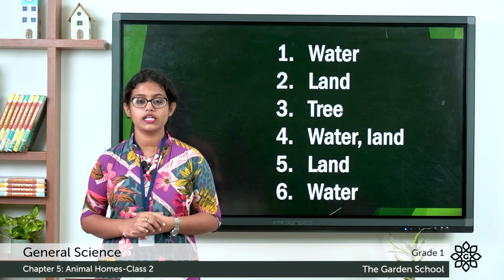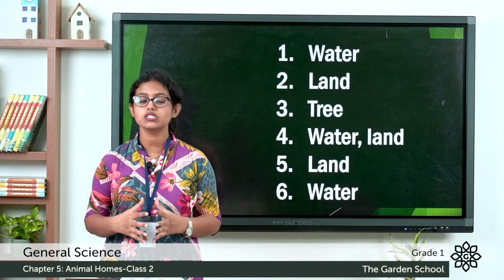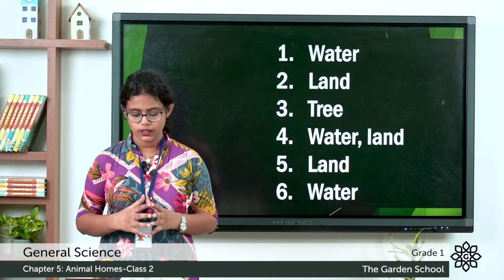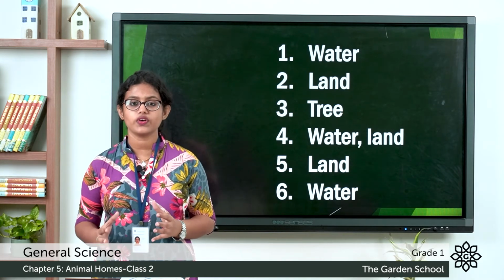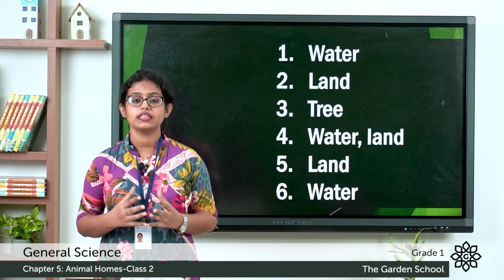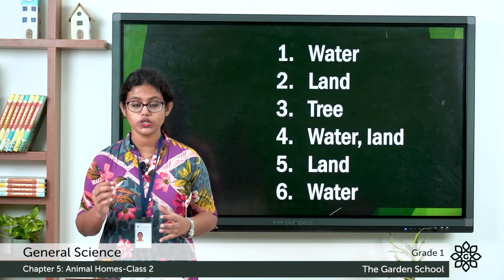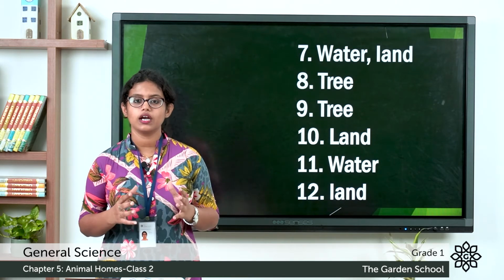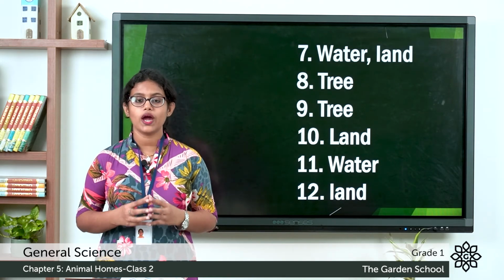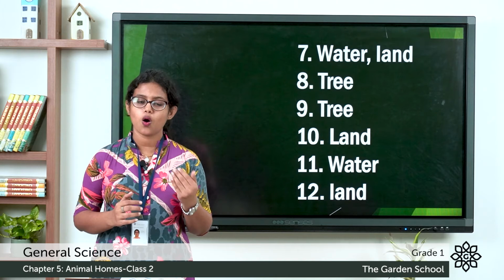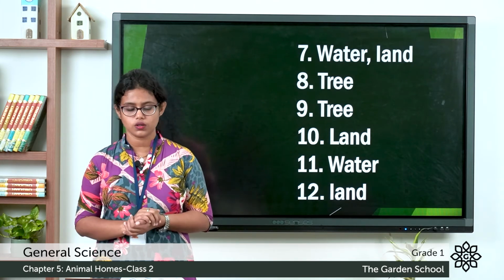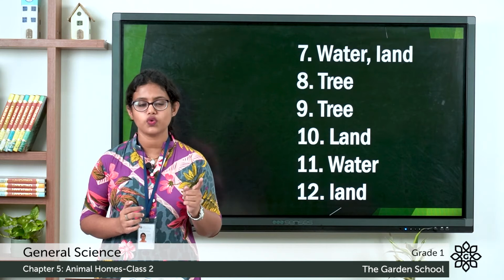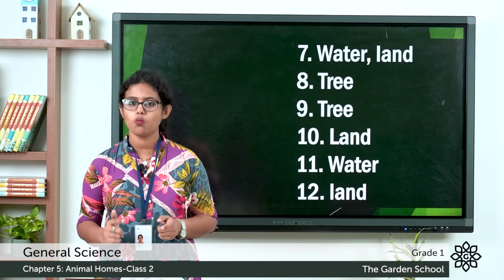Coming to the next one, it's a picture of a dog. And where do these dogs live? They live on land. So a letter L. The next one, fish. Where do these fish live? They live in water. So which letter? Letter W. Coming to the next one, ducks. Where do these ducks live? They live on land as well as in water. So there are 2 boxes given. In one box you can write L for land and W for water.